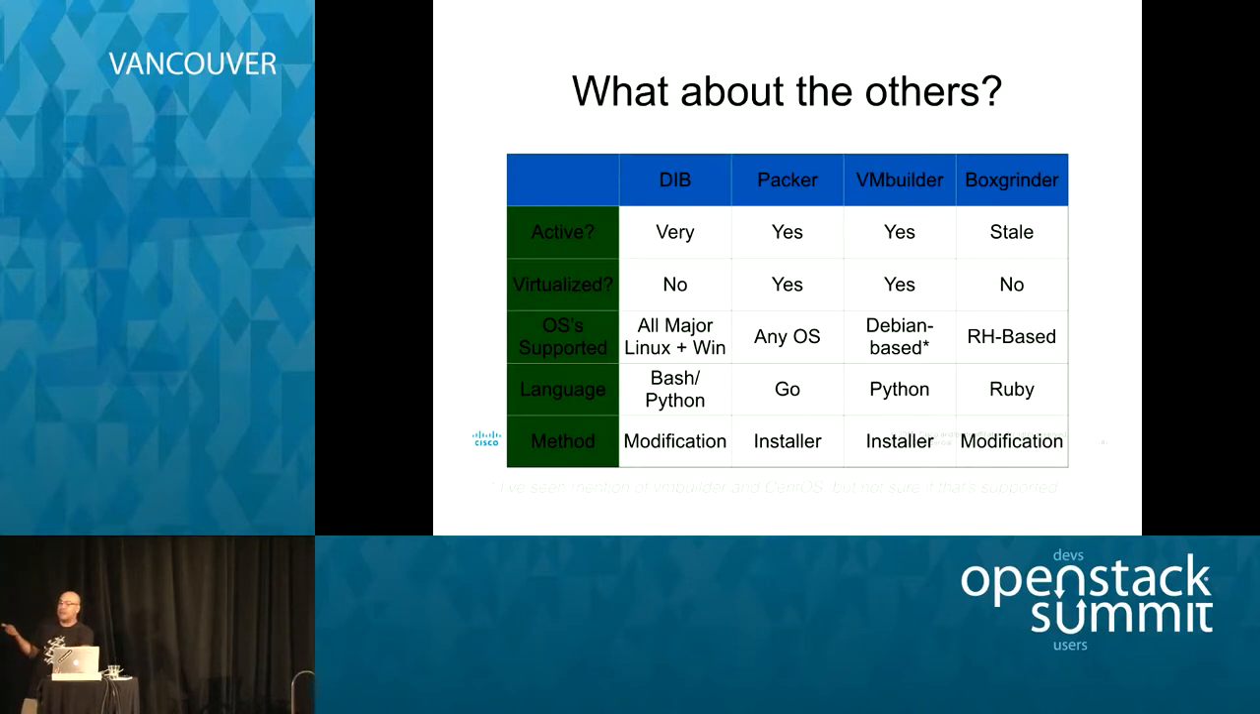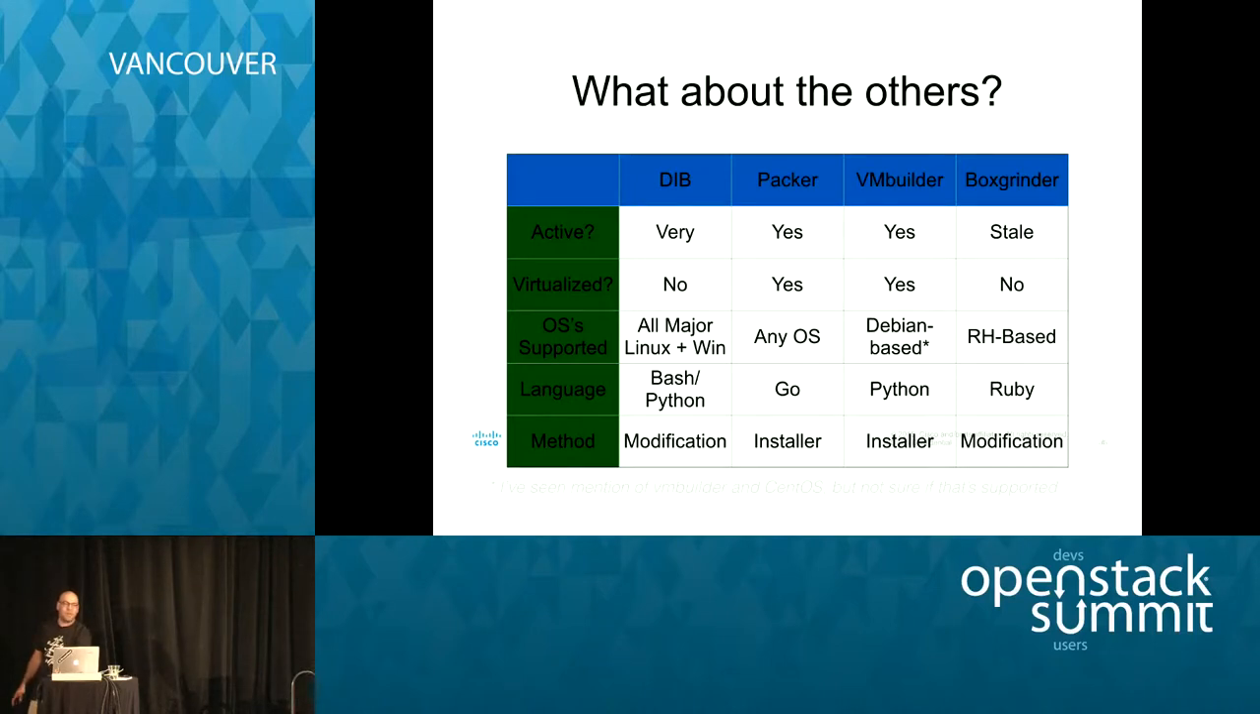Packer is hosted on GitHub. It's pretty active, but Mitchell is busy with a lot of other stuff, so he's not merging all those pull requests all the time. VM Builder, I checked, it's still active, but it's kind of hard to compare Launchpad and GitHub activity. So I don't know. Packer's actually slowing down a bit. Since October of 2014, there hasn't been very much activity. And unfortunately, Boxgrinder is dead. Long live Boxgrinder.